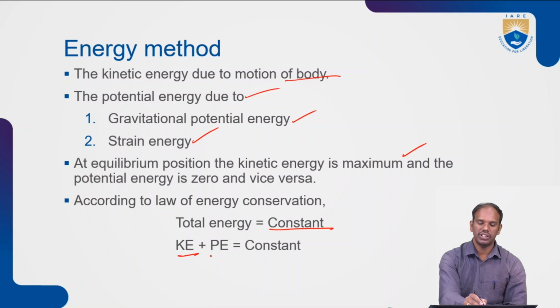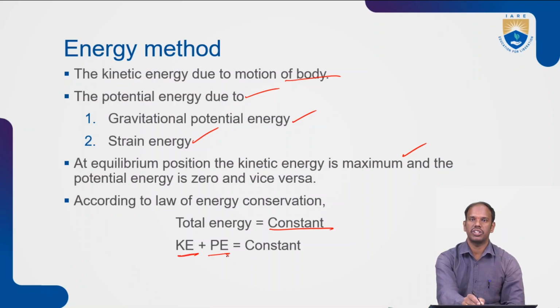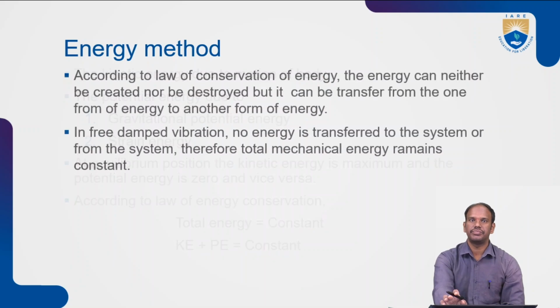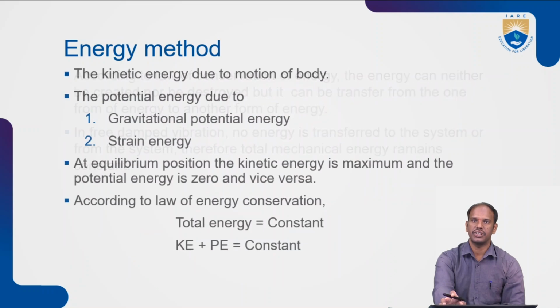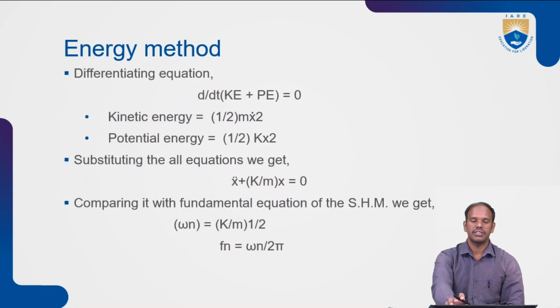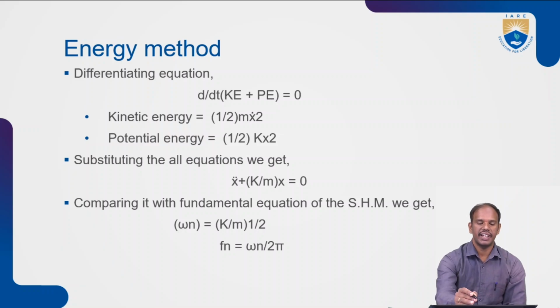Then the total energy, kinetic energy plus potential energy, is constant for an undamped system, right? In free undamped vibrations, this is the case. So how do energy methods take place? Differentiating the kinetic energy plus potential energy equation to zero, kinetic energy we can write as half m x dot square.